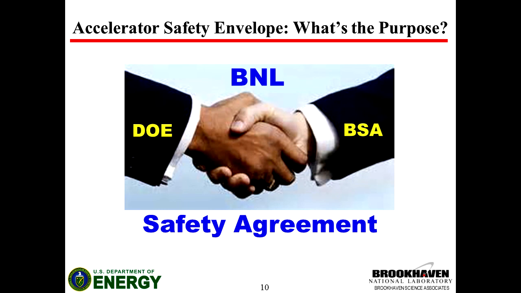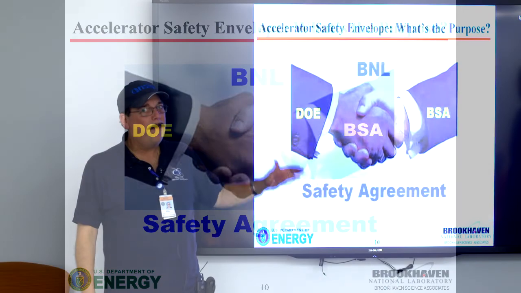B&L and DOE shook hands, and they said, this is how we're going to operate the machine. We're not going to go outside these bounds. We're really going to adhere to these defined credited controls. So it's a safety agreement. It's more than a safety agreement. It's an insurance policy.